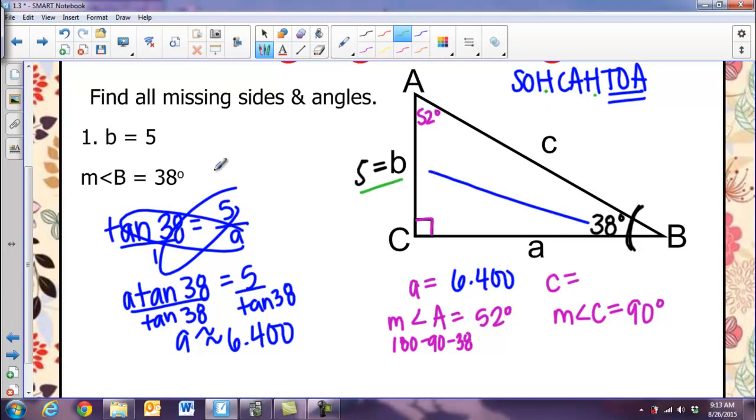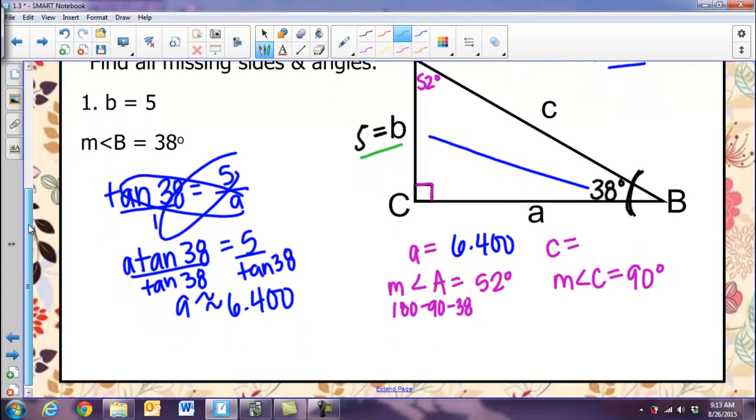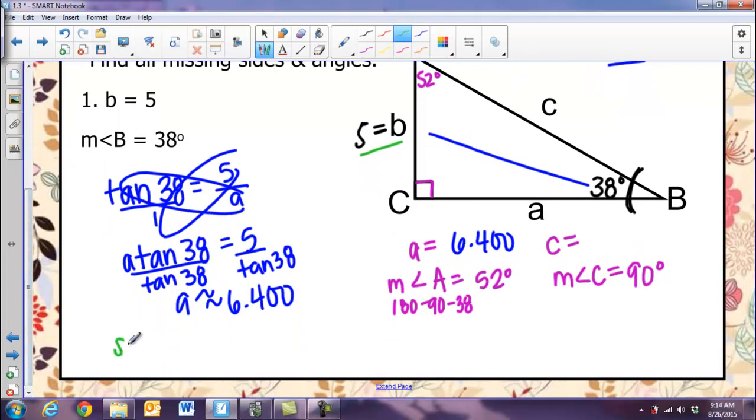Opposite over hypotenuse is sine. So in order to find side C, I'm going to do the sine of 38 equals the opposite, 5, over the hypotenuse, which is C. I don't know that. We're going to use the same solving process.